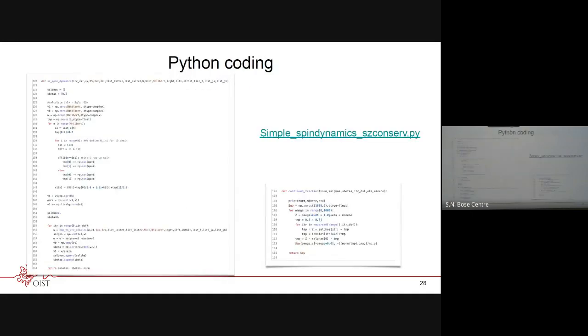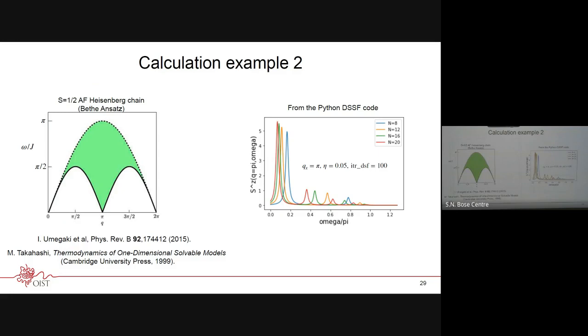Okay. So this is my Python example code. To compute the spin dynamics for the Z components, I think fewer than 50 lines are needed. And to deal with the continued fraction part, which is made in this part, I think just 20 lines are needed to write the code in Python. You can see the contents of this Python code later. So this is a calculation example for everyone.